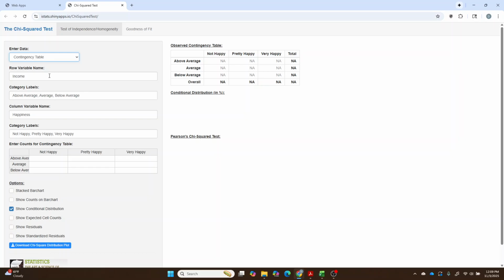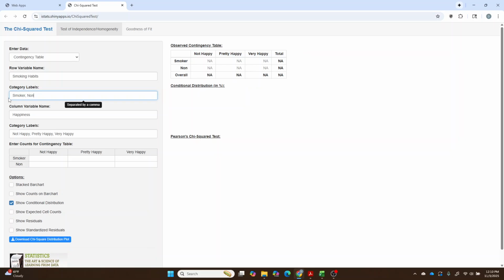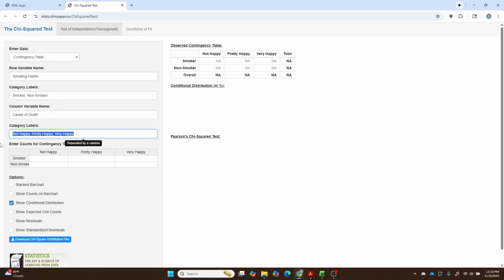So let's see. The row variable, this is smoking habits. And the categories were smoker and non-smoker. Okay, and you can see it making the table over here and down here as well. We've done this before, right? Column variable would be cause of death. And categories were cancer, heart disease, and other. Now we can fill out this table.